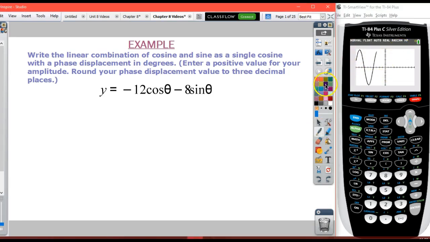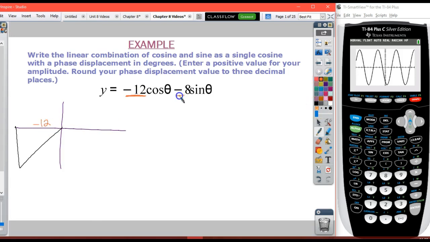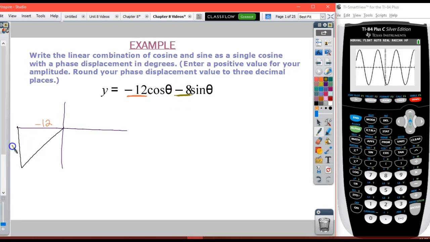And so we learned in class that to find the amplitude of the single cosine function, we're going to use the amplitudes of the linear combination. And so cosine corresponds to the x value, which is negative. Sine corresponds to the y value, which is also negative. So that tells me I'm going to draw my angle down into the third quadrant where both sine and cosine are negative. From here I'm going to label my lengths of my triangle, where the negative 12 corresponds to the x value, and then the negative 8 corresponds to the y value. So that'd be right here.